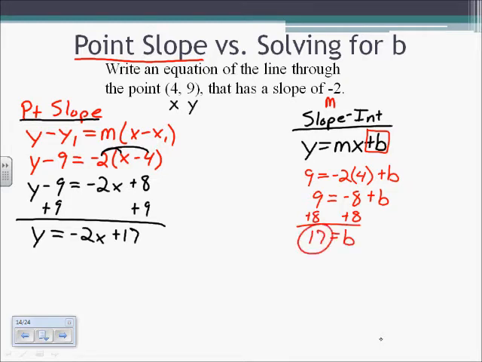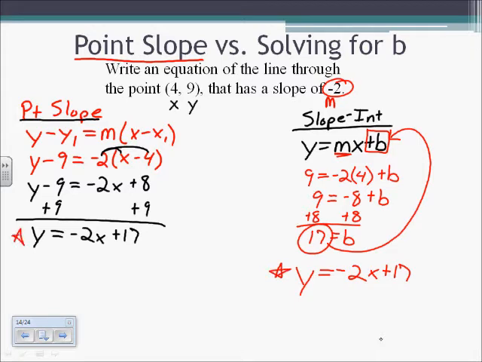Once we find out that b is equal to 17, we replace that b in the original equation, along with the slope that was given to us, -2. So therefore, our equation would be y is equal to -2x plus 17. Both methods come up with the exact same line. Either method that you choose is okay.